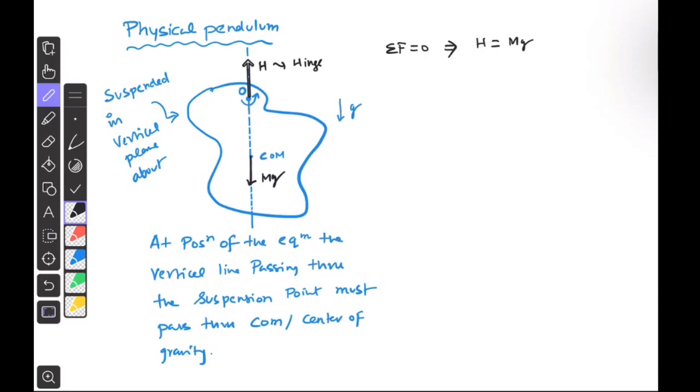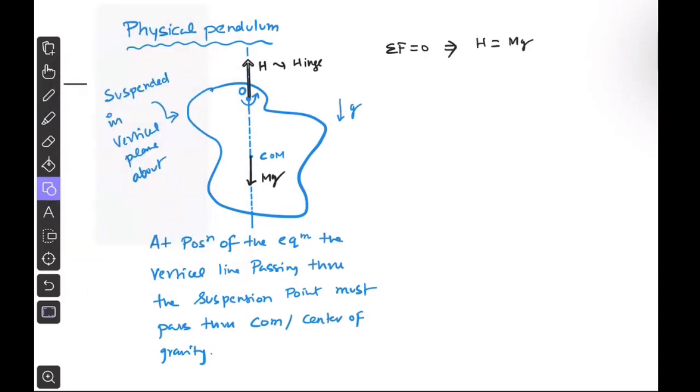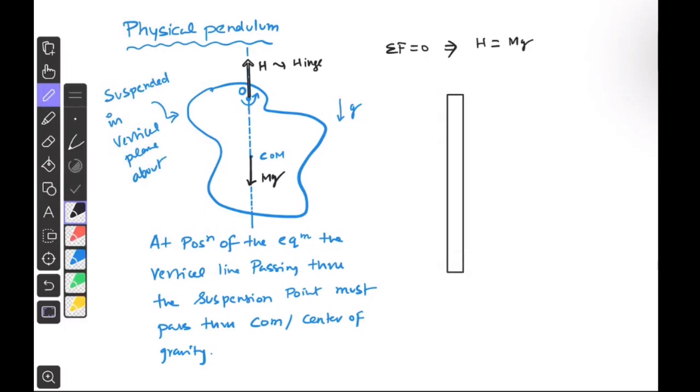Suppose I take a rod and suspend it about some point which is one of the ends. Then at the position of equilibrium, is the center of mass not lying on that vertical line passing through the point of suspension? Because if not, it will result in a net torque. Suppose I displace this object, maybe I'll take a rod only. In the position of equilibrium, the vertical line passing through O must pass through the center of mass also.